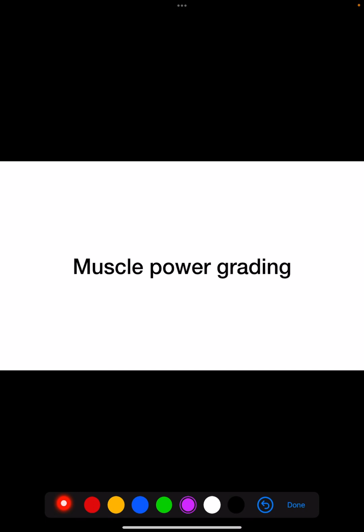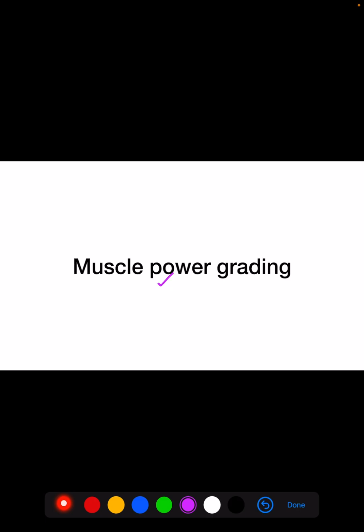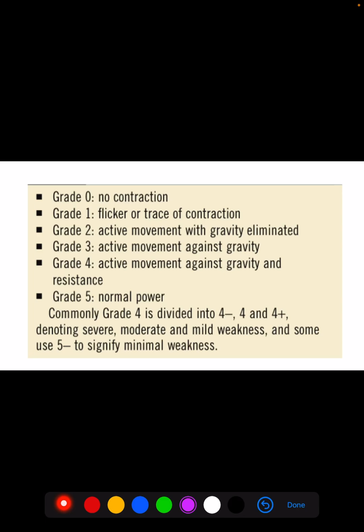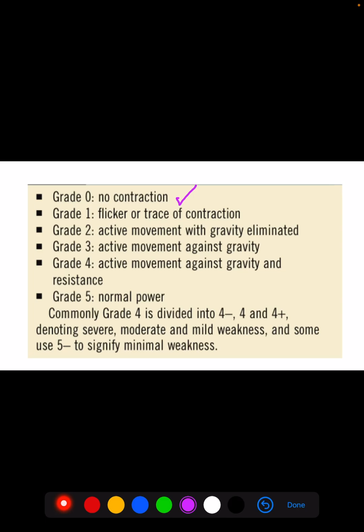And then we have muscle power grading. This is also important for exams. What is the grading of muscle power? This grading is important for exams, so you have to remember these grades. Grade 0 means no contraction. Grade 5 is normal power.